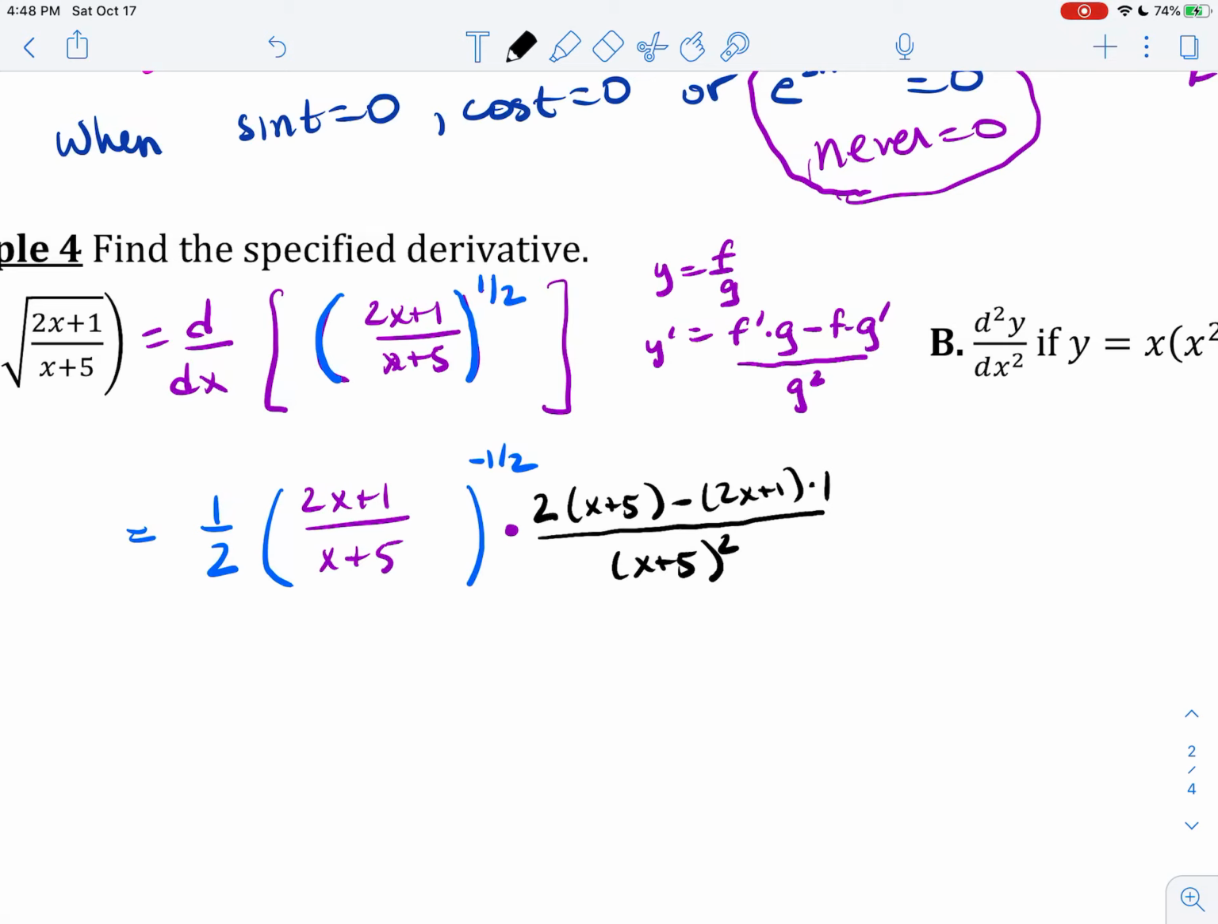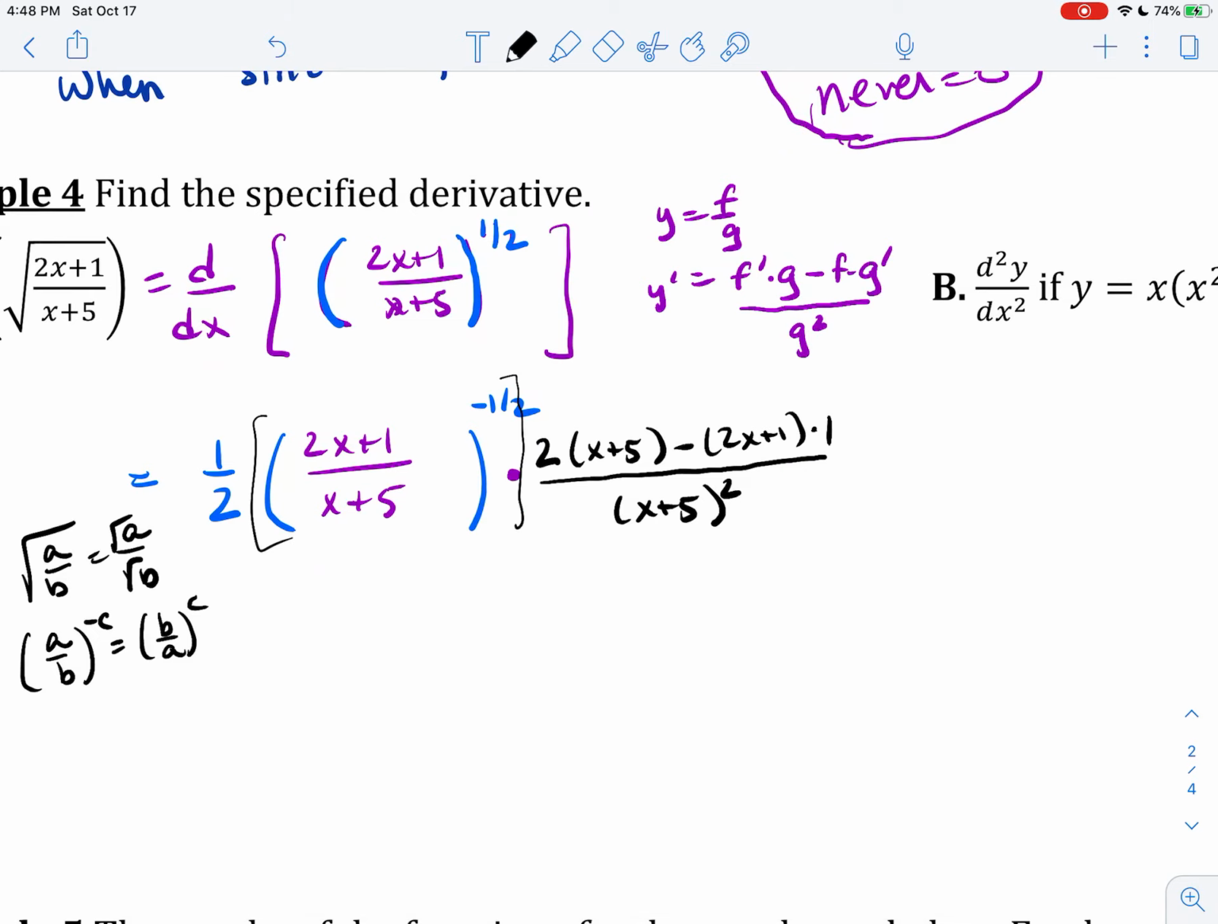Good. I want to clean things up and note that if I want to take this radical to the denominator, it would be a positive, and we can use our radical rules. The radical of root a over b is equal to root a over root b. We also have that if we've got a over b to the minus c, that's going to equal b over a to the positive c. Good. So that's what I'm going to do here.